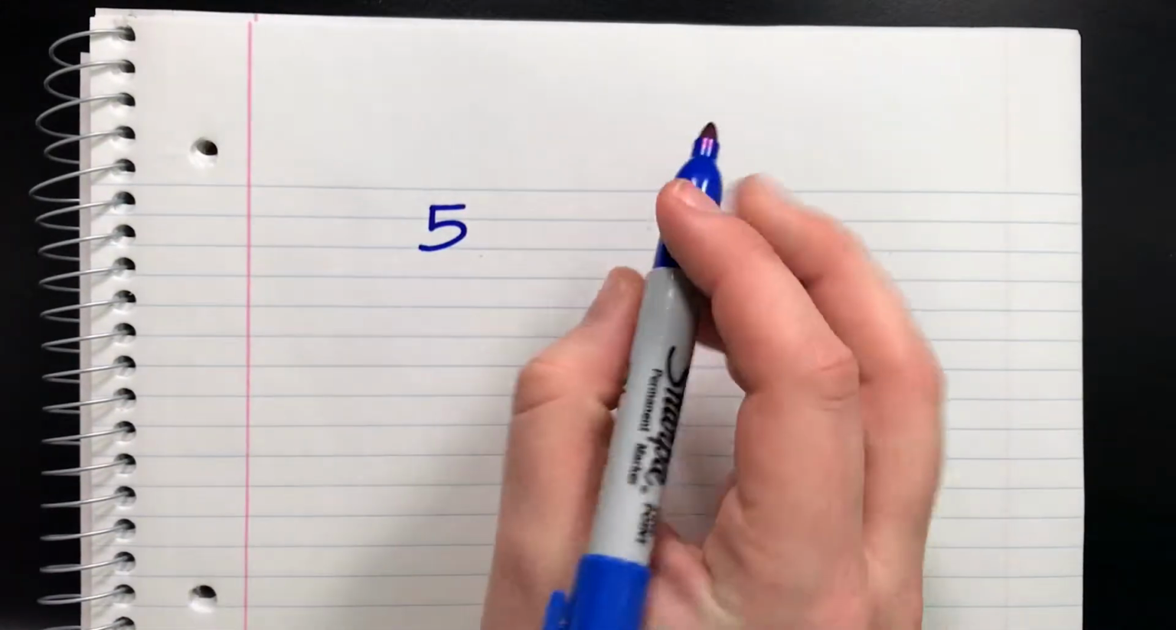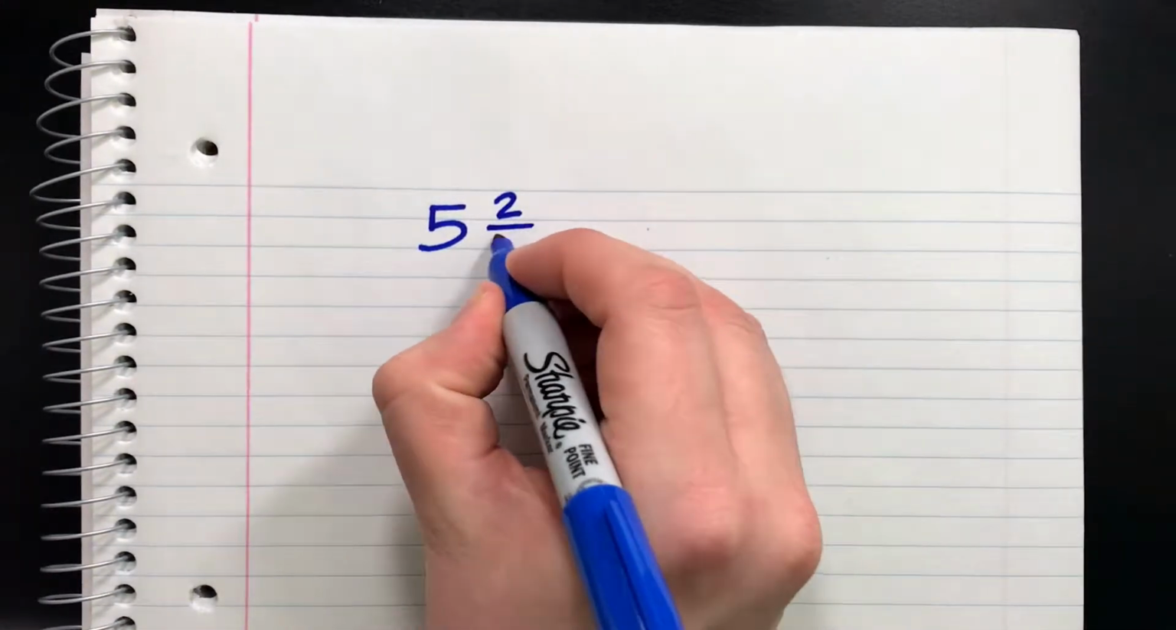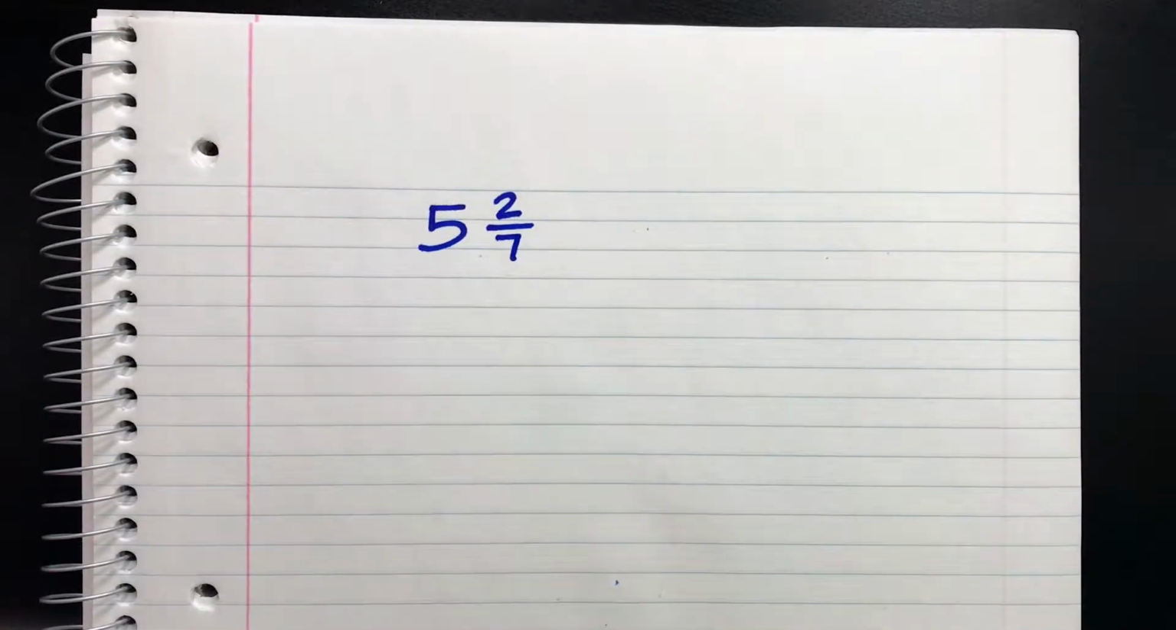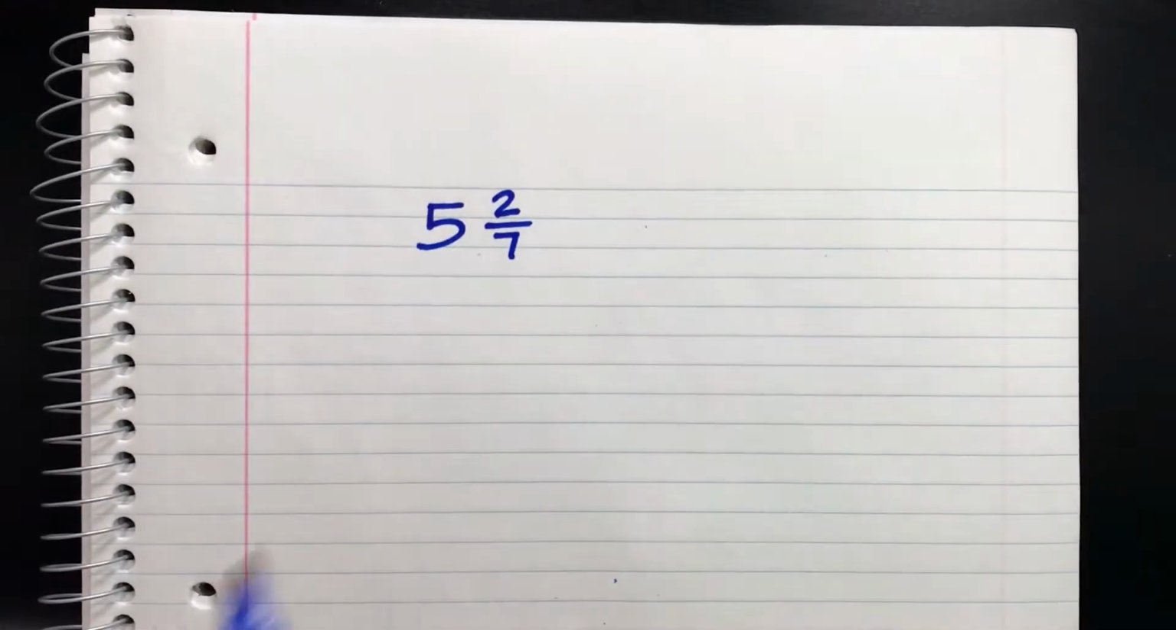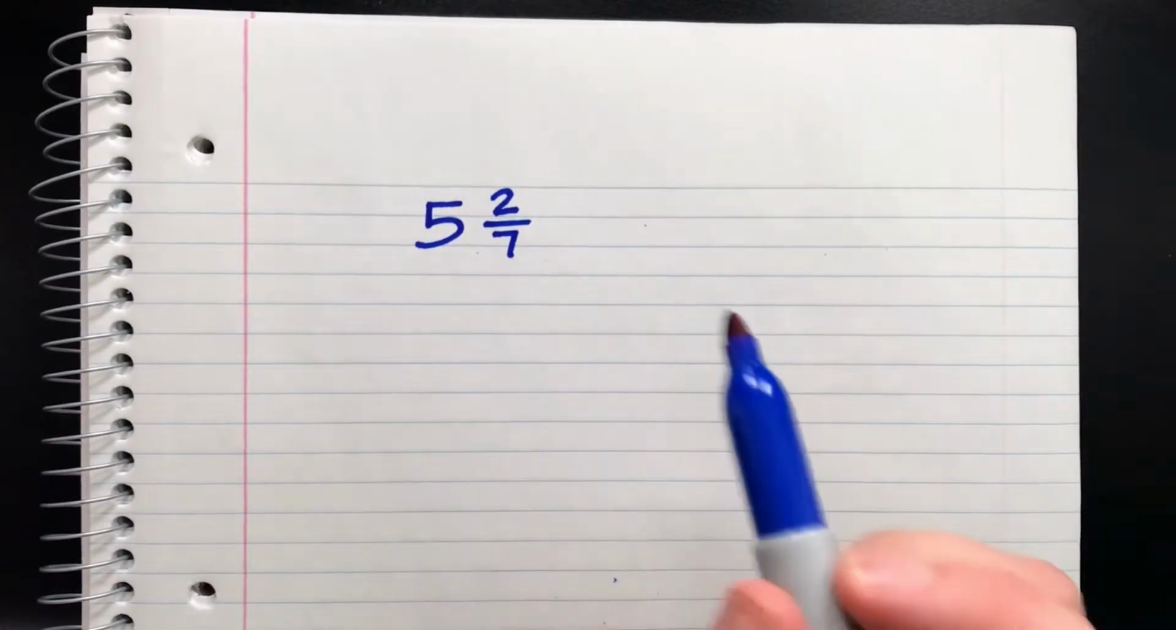Alright guys, so in this video I'm going to show you how to change a mixed number into an improper fraction. A mixed number would look something like this, 5 2/7, and sometimes you're going to need to change this mixed number into an improper fraction. In order to do that, you really just have to think about going in a circle, alright?